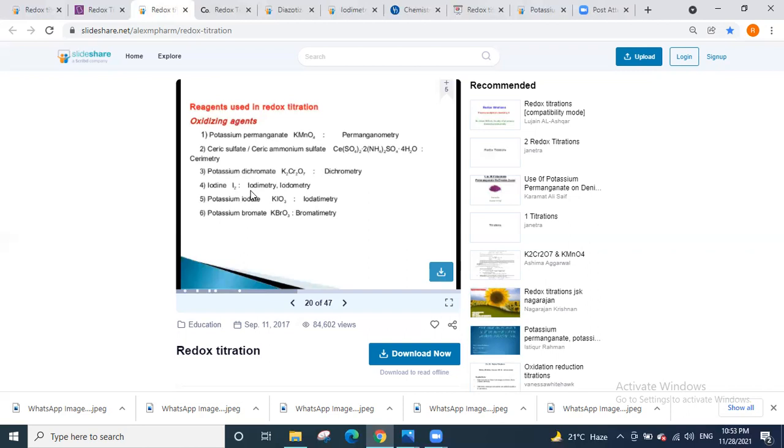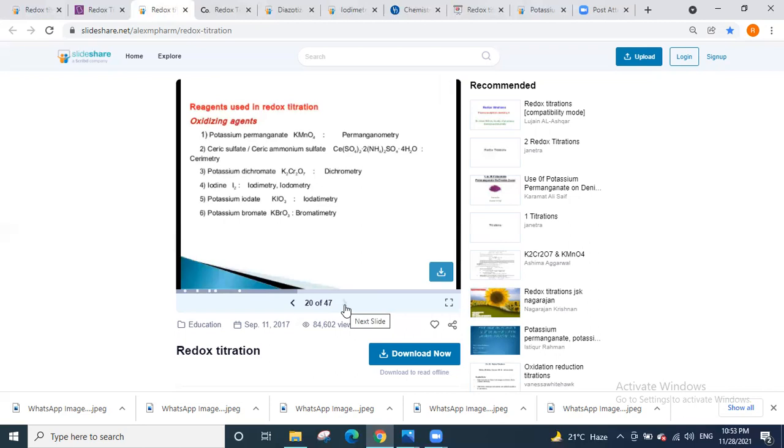Then after that, you have iodine. Iodine is also a secondary standard one because it is volatile in nature. It is also photolabile. So it is also a secondary standard and needs to be standardized. And potassium iodate, or iodine, is also a secondary standard one. The only very good primary standard we have is potassium dichromate.